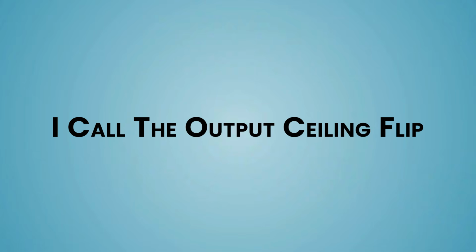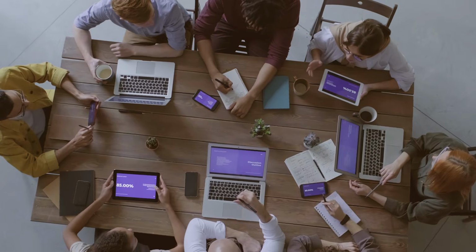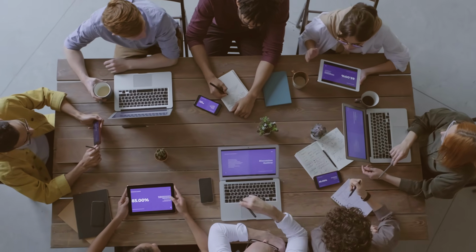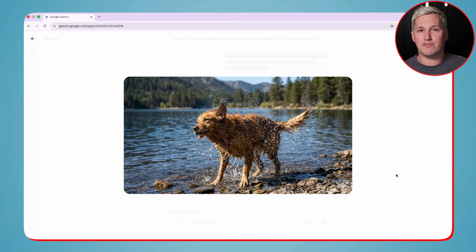I want to introduce a concept I call the output ceiling flip. Most people build their workflows around what they assume a free tool can do. Usually that assumption limits them. The output ceiling flip is what happens when a free access tool raises its ceiling into Pro territory. When that happens, the people who recognize it first get a real head start. Nano Banana 2 just triggered an output ceiling flip in image generation. That window is open right now.